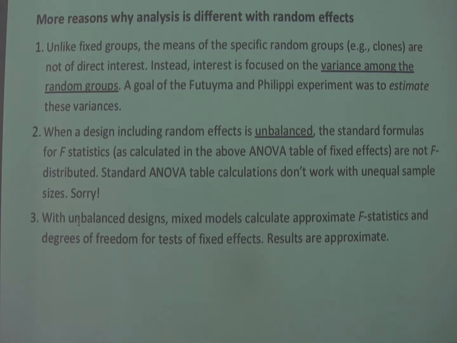So, as I mentioned earlier, and it is true in this case, unlike the fixed group, the means of the specific random groups, clones, are not of interest. It's like the chambers, the field plot, and so on, or the families. They're not so interesting, but the variance among those random groups might be interesting, and in this case it would be used to estimate heritability. I won't go into that other than just say that variance components can be interesting in their own right, but the specific clonal values are not.